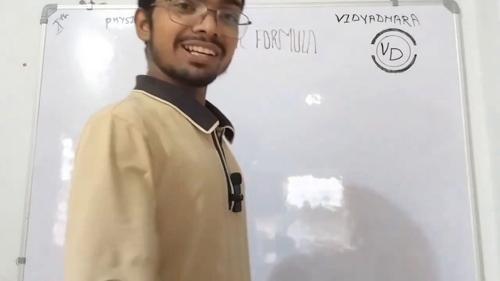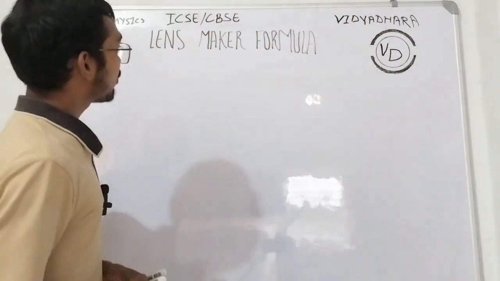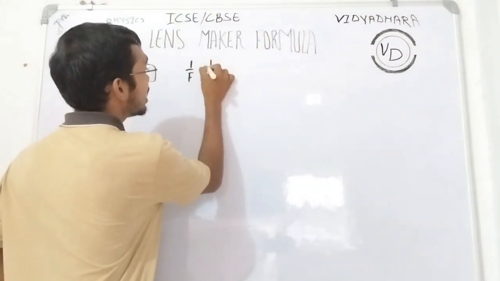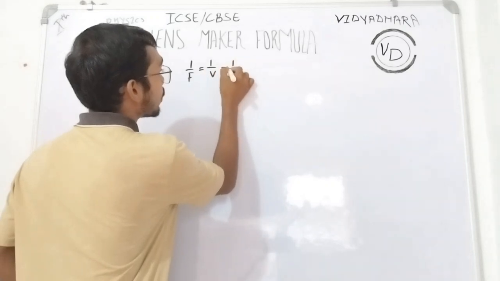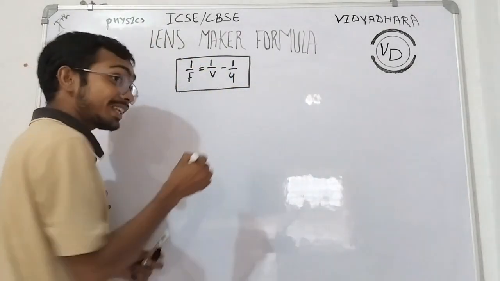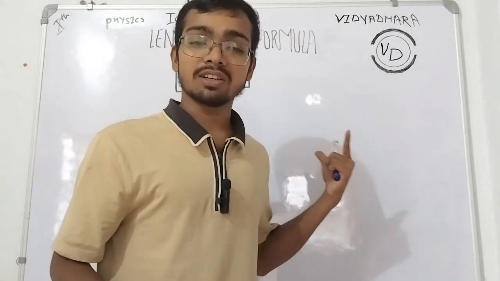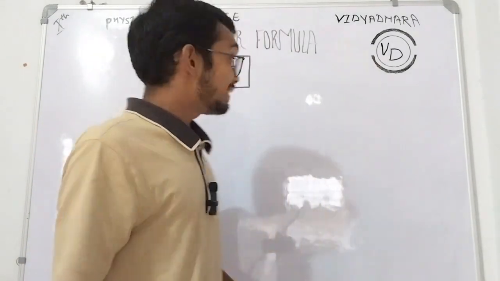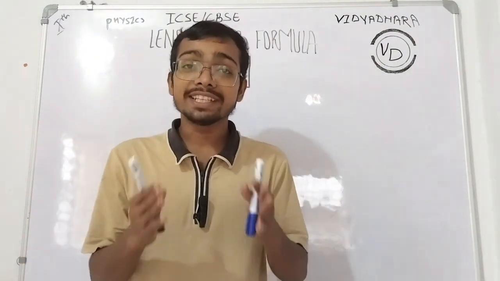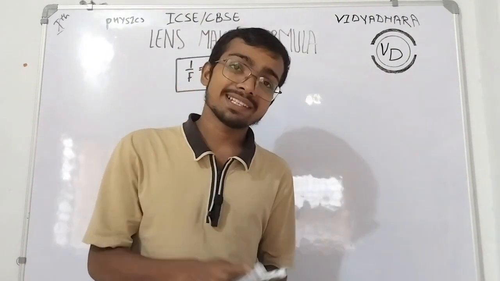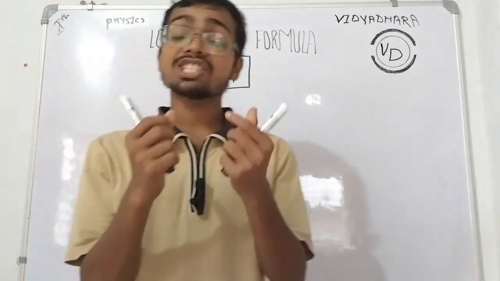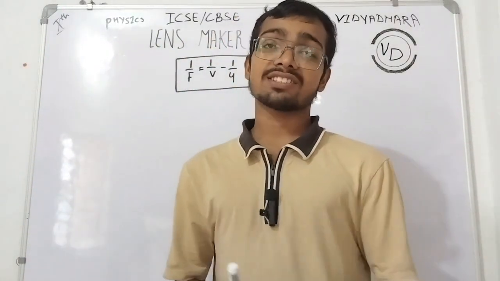So what is lens maker formula? Lens maker formula is 1 upon f is equal to 1 upon v minus 1 upon u. This is lens maker formula. What is the use of this formula? Where is this formula used? This formula is used to find out the position of image formed by lens.